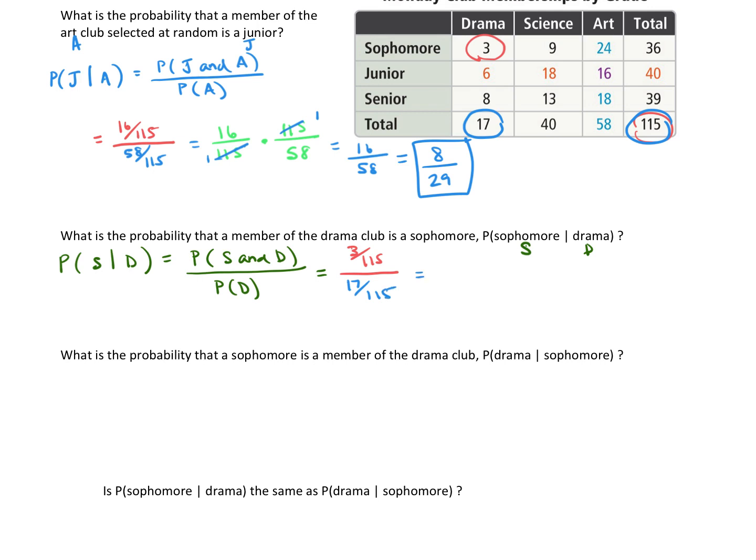And then we will just simplify this. Take your first fraction, 3 over 115. We're going to multiply by the reciprocal, 115 over 17. And then cross reduce, we'll divide by 115, leaving us with 1. Multiply what you have left, and you have 3 over 17. So what's the probability that a member of the drama club is a sophomore? 3/17.